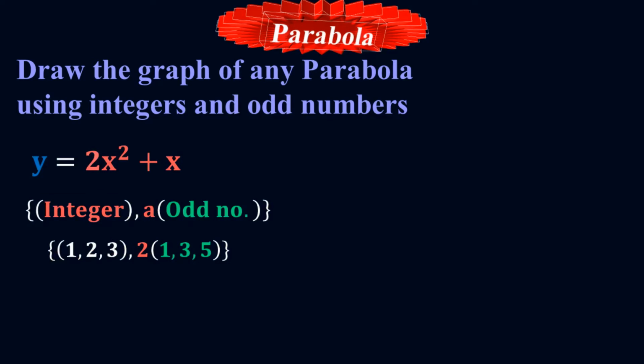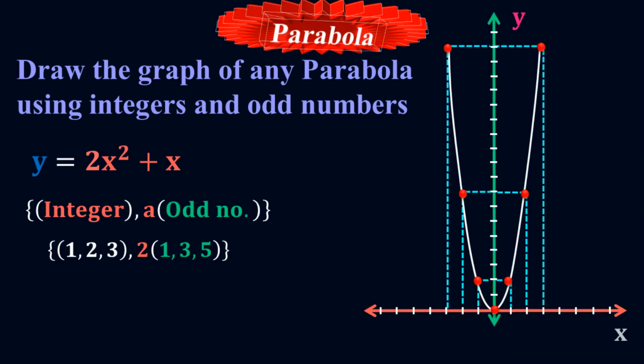Look, this time I put positive integers, positive 1, positive 2, positive 3. Last time I had negative 1, negative 2, negative 3. It doesn't matter whether you put negative integers or positive integers, the technique is the same. The graph of y equals 2x squared plus x will be in this shape.